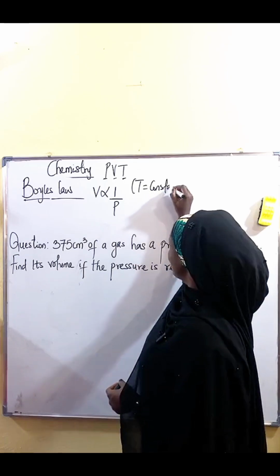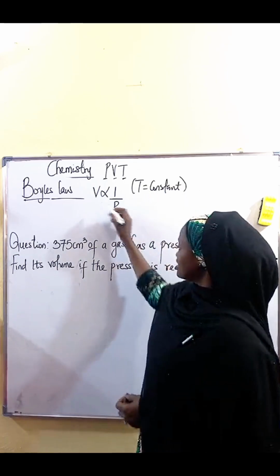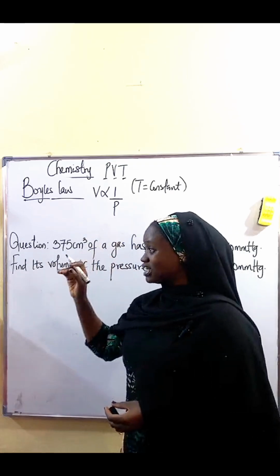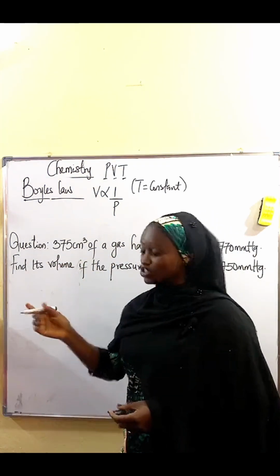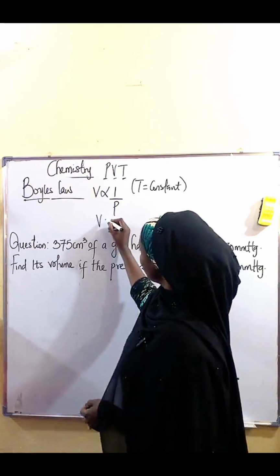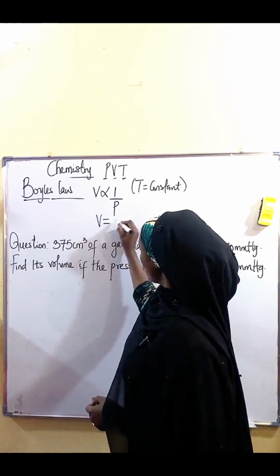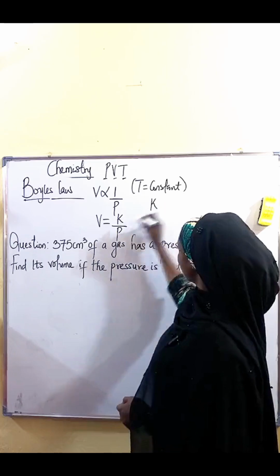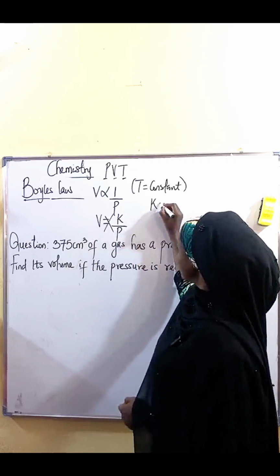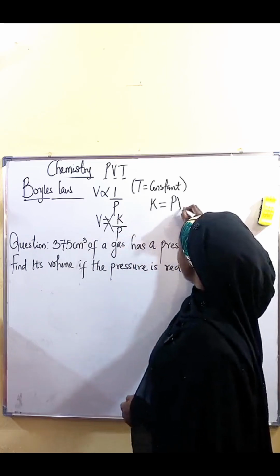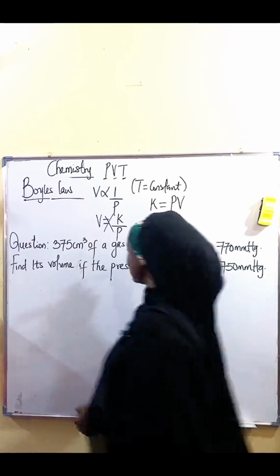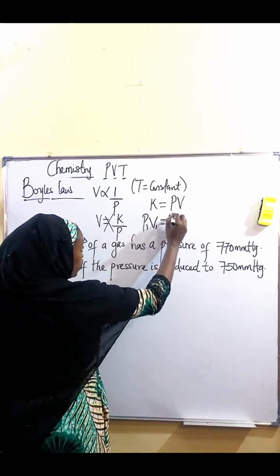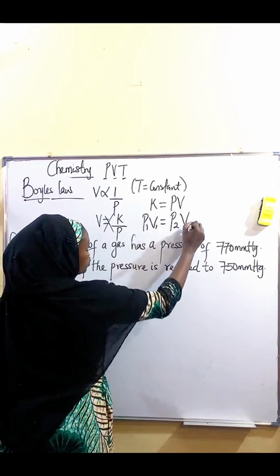Constant. So mathematically, let's introduce the sign of the constant of proportionality. This is the same as saying that V is equal to K over P. Then when we cross multiply, K is equal to PV. So this means that P1V1 is equal to P2V2.